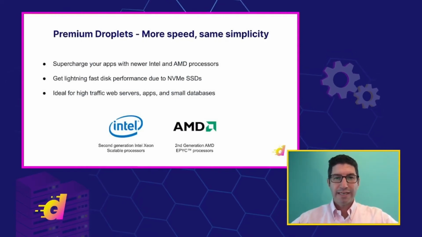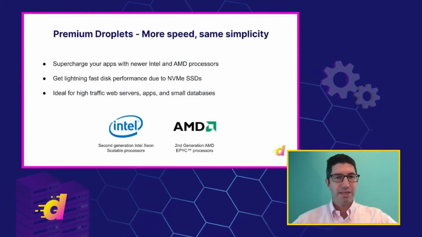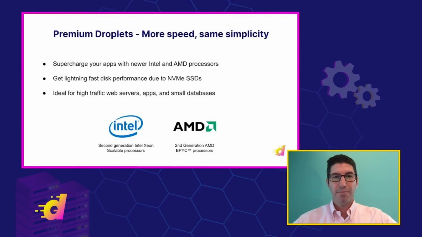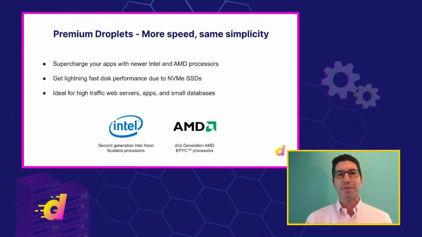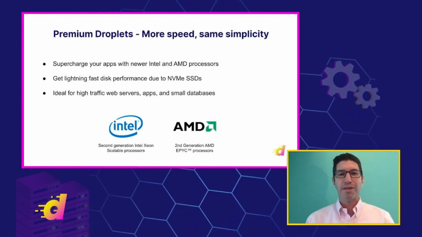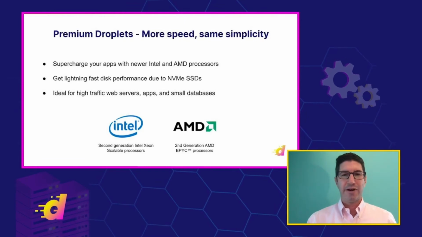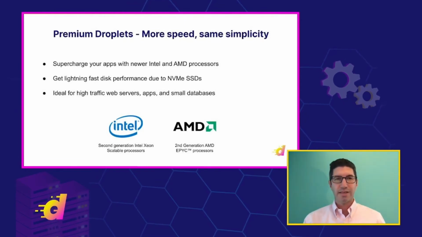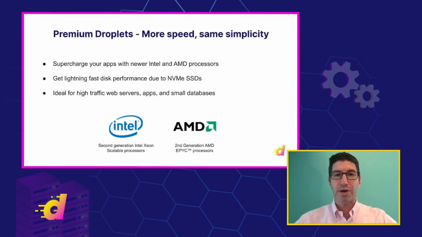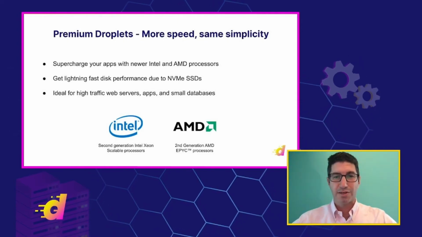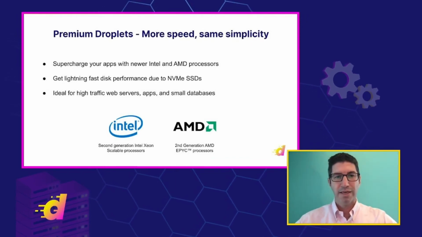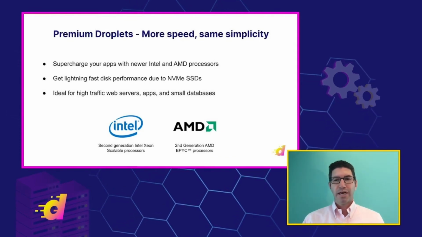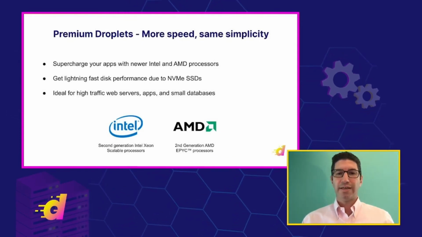Taking a look in more depth at our most popular product, Droplets, we continue to innovate by introducing Premium Droplets. This gives you more speed with the same simplicity. You now have the ability to choose specific Intel or AMD processors, including the second generation Intel Xeon processor and second generation AMD EPYC processors. Those are paired up with NVMe storage, which really boosts the performance. For just an incremental cost increase, you get a lot more power.